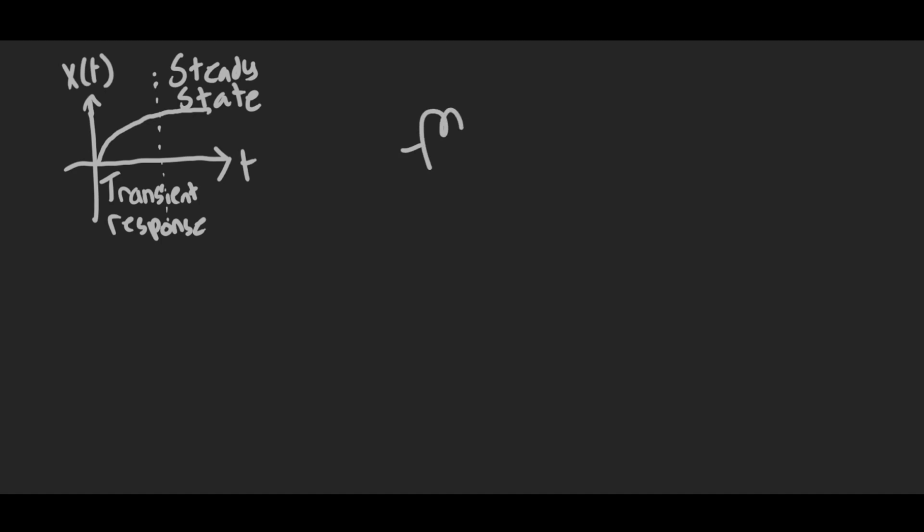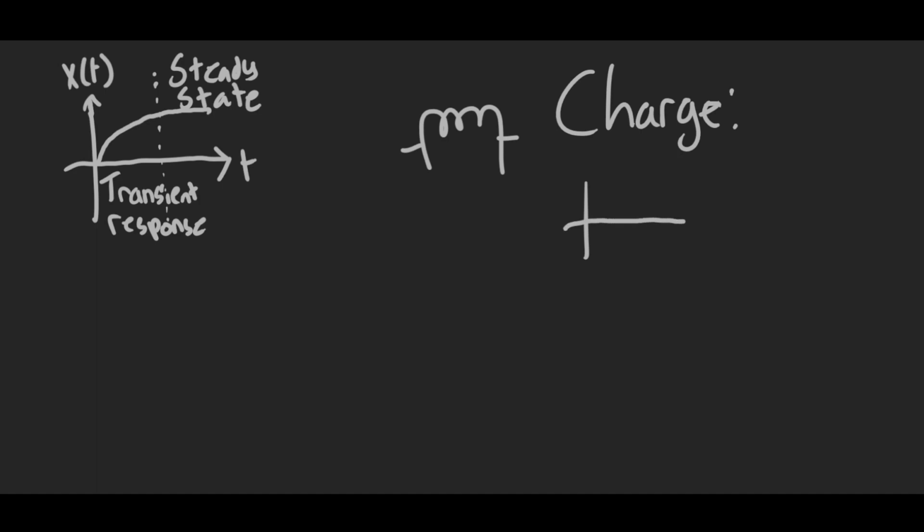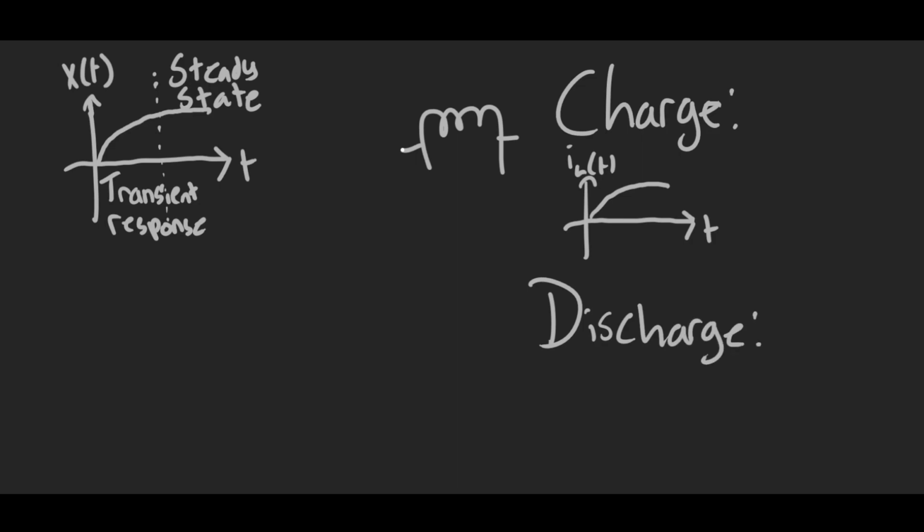So here we have an inductor on the right, and it can charge. The plot for the current against the time would look like this when it charges. Just like that. And when it discharges, the plot would look like this.